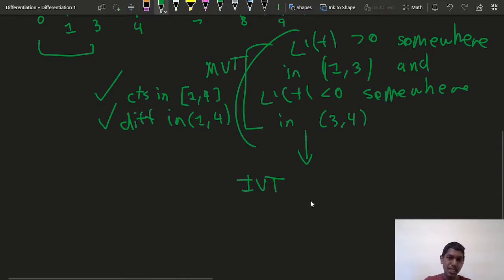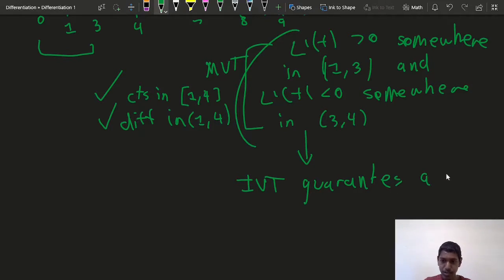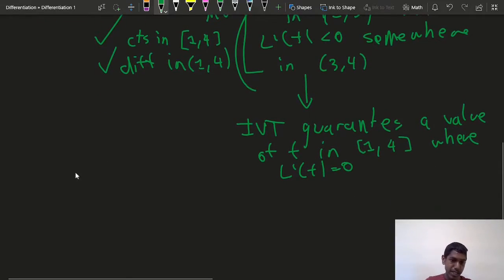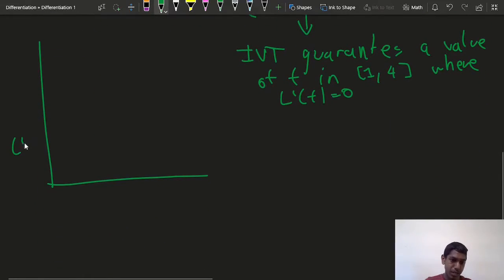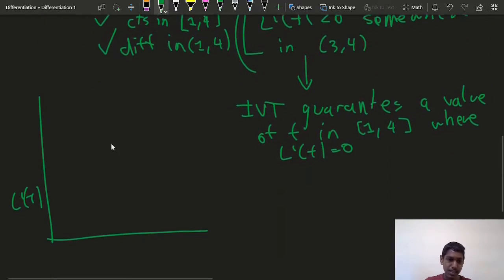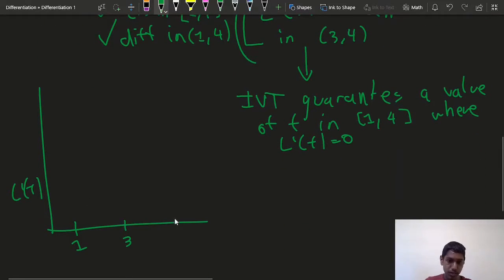And now we can use the intermediate value theorem, right? The IVT guarantees a value of t somewhere in (1, 4) where L'(t) is 0. If this still doesn't make sense to you, let's briefly graph what L'(t) is. Basically what we're saying is, if this is 1, 3, and 4, right?